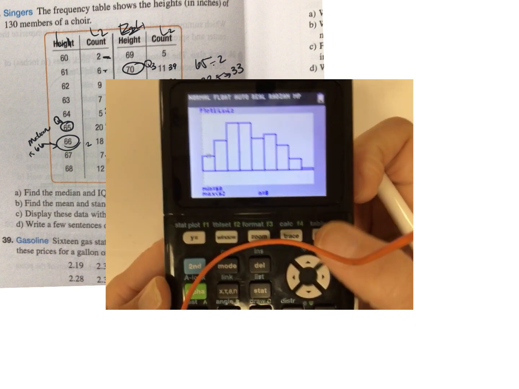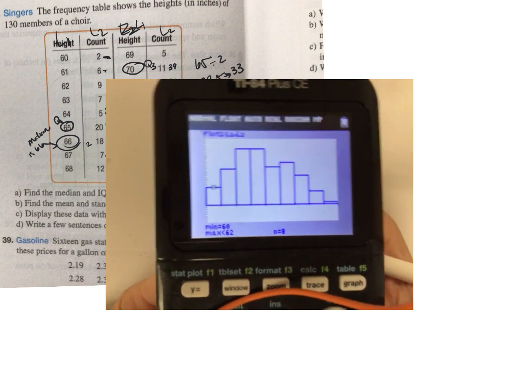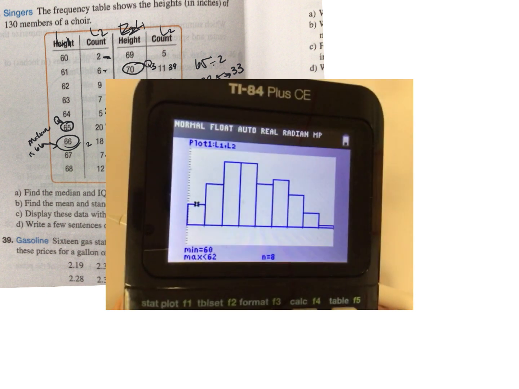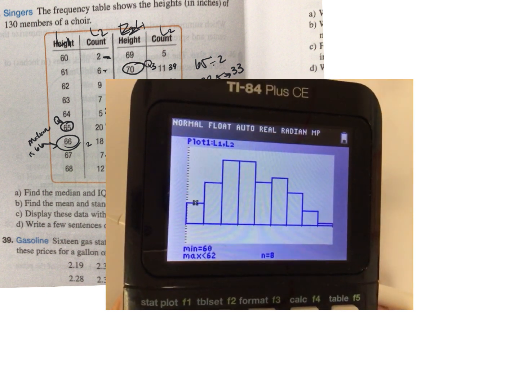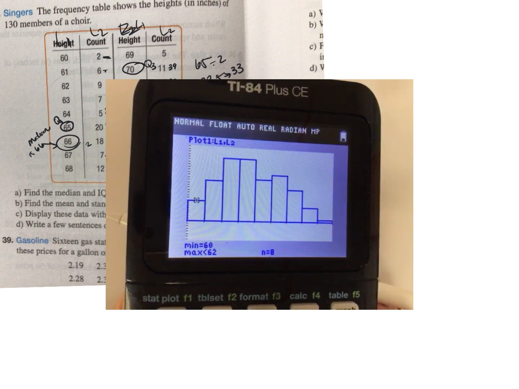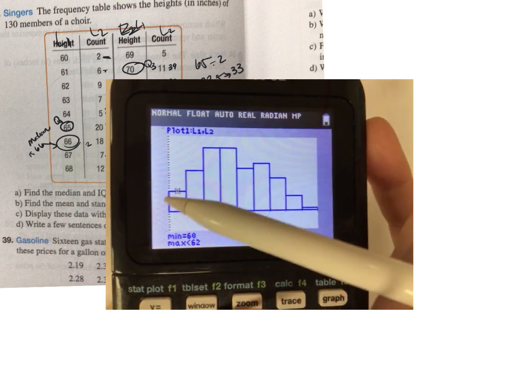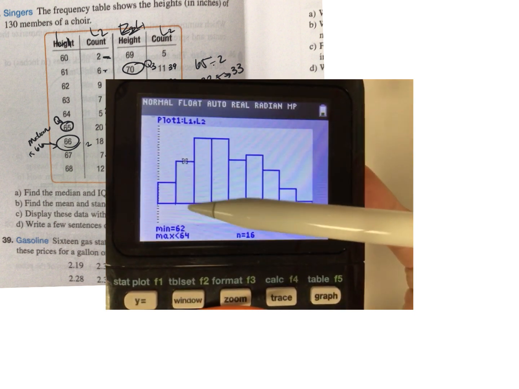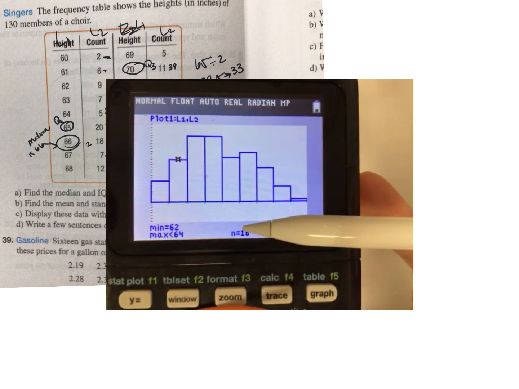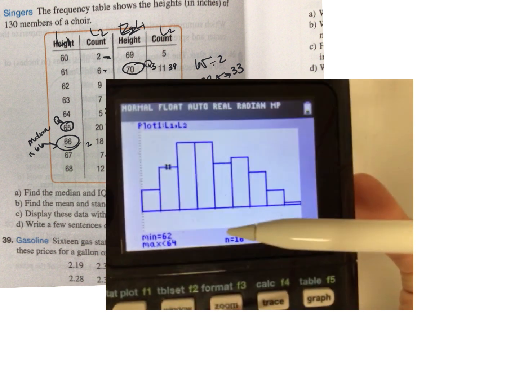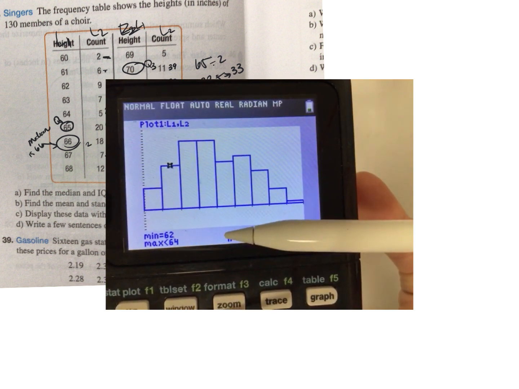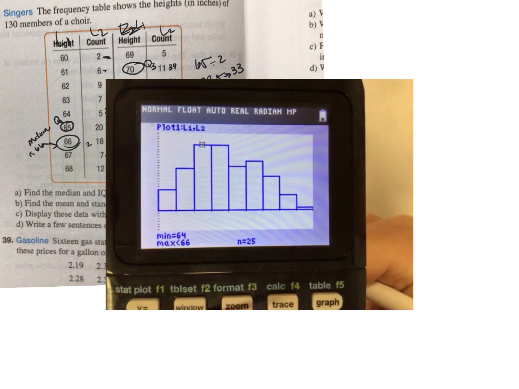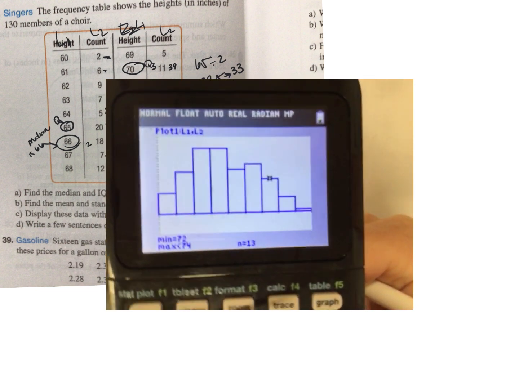And this is a pretty good one, actually. You can use the calculator generated one because the values make sense. The first bar is from 60 to 62. There's 8 people in it. The second bar is from 62 to 64. There's 16. And then you can copy that onto your paper. Okay. Any questions?